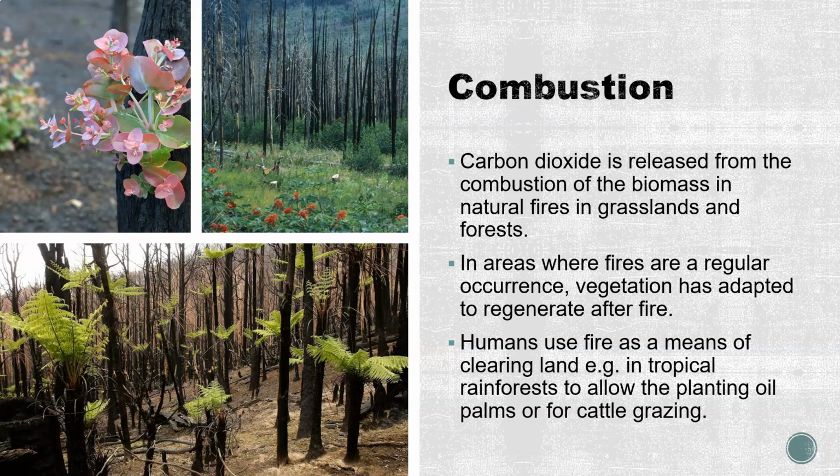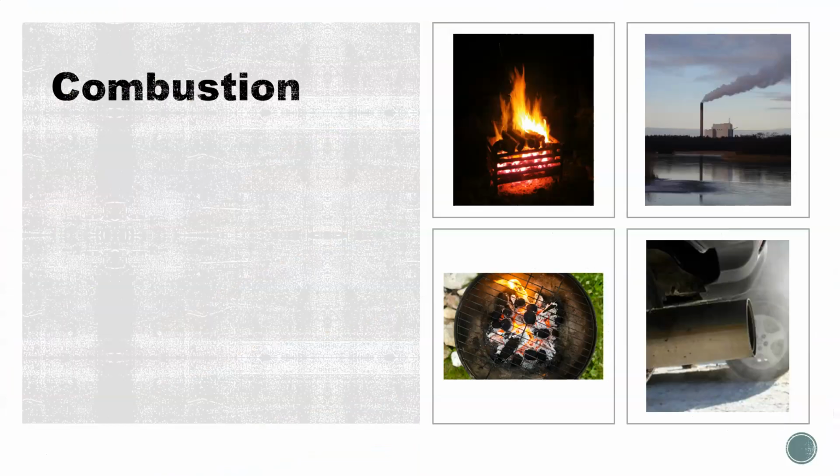Humans have used fire to clear lands for thousands of years in Australia. Our indigenous population used fire to clear the land very effectively so that they could get the new foliage growing, which obviously had good bush food in it.